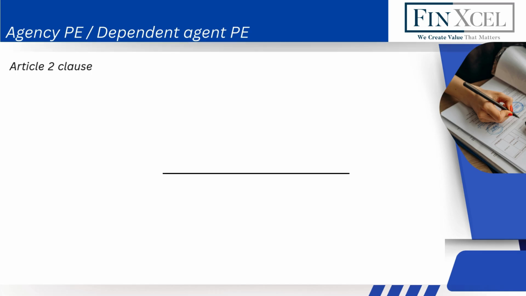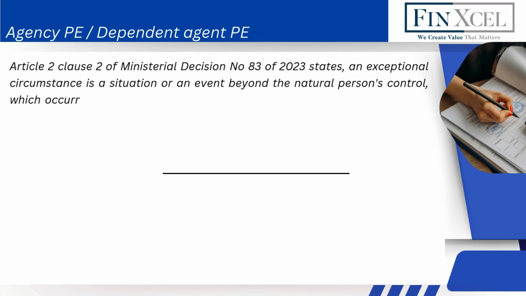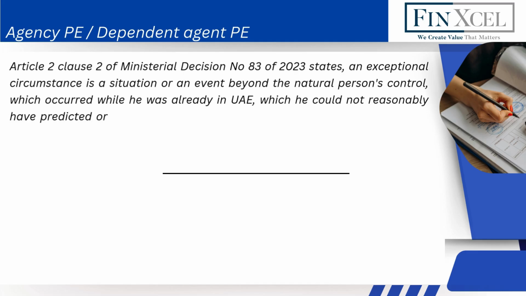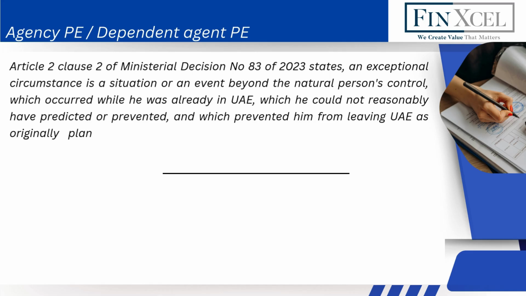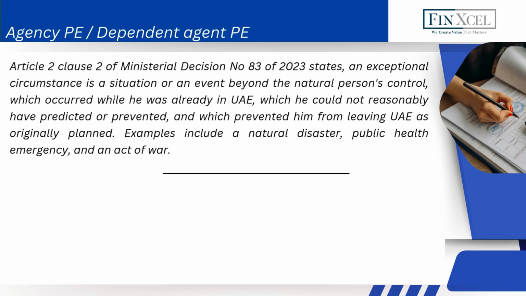Article 2 Clause 2 of Ministerial Decision No. 83 of 2023 states, an exceptional circumstance is a situation or an event beyond the natural person's control, which occurred while he was already in UAE, which he could not reasonably have predicted or prevented, and which prevented him from leaving UAE as originally planned. Examples include a natural disaster, public health emergency, and an act of war.